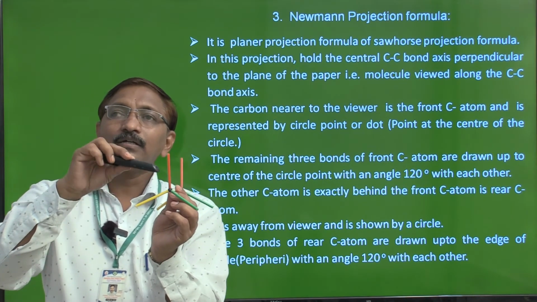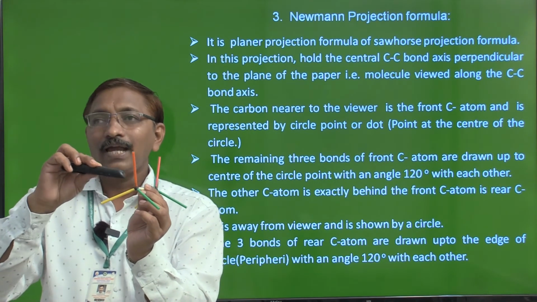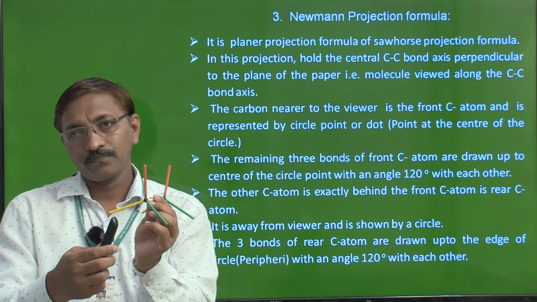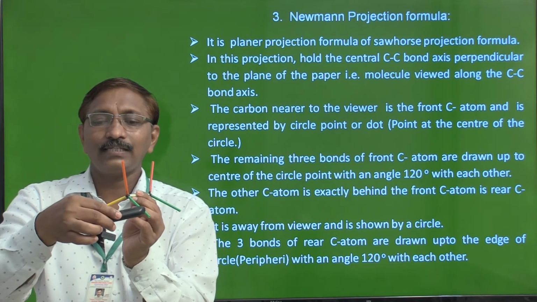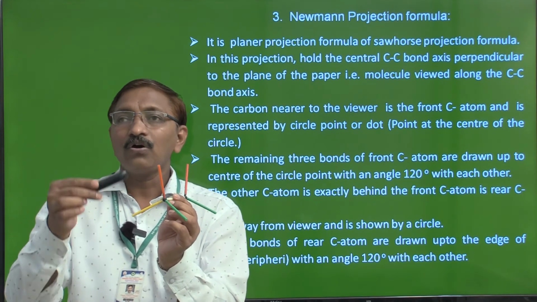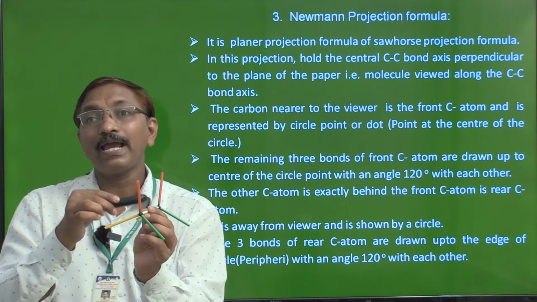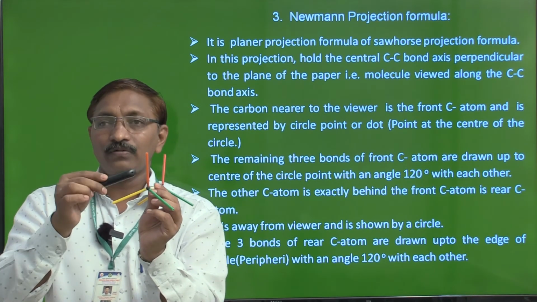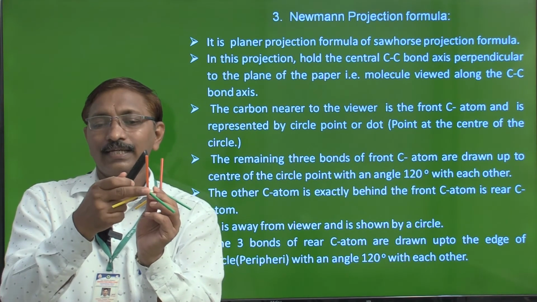So the carbon which is nearer to the viewer is called the front carbon atom, and this front carbon atom is represented by a circle dot, while the atoms or groups of atoms which are attached directly are represented by straight lines, and they make an angle of 120 degrees to one another. The other carbon atom, which is the rear carbon atom, is exactly behind the front carbon atom. It does not look like a separate atom to you because we are observing along this carbon-carbon bond axis. So you can observe only this carbon, and exactly behind it is the other.